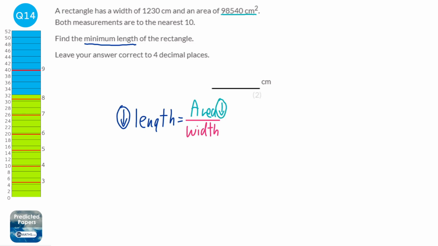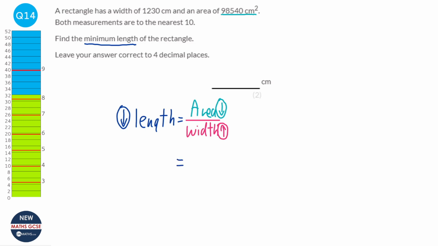But let's have a look at a couple of fractions. Let's have a look at a half and 1 over 100. Which one of those fractions is the smallest? Well, it's 1 over 100, but what do you notice about the denominator? As the denominator gets bigger, the fraction gets smaller. So to make something smaller, we actually want the denominator to be as big as possible. So we want the width to be as large as possible.